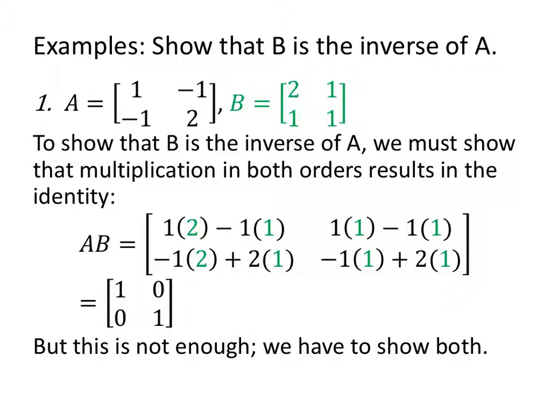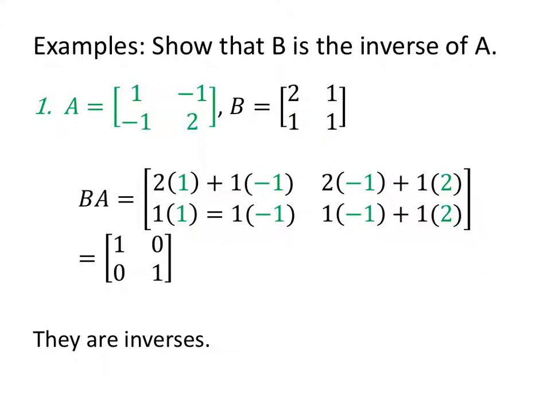But we know that multiplication is not commutative for matrices. So just because this one equals the identity matrix is not a guarantee that the other order of multiplication does. Even though our instructions show that B is the inverse of A, so we kind of assume that it's going to happen. Alright, but notice this time I'm multiplying B times A, so I have rows of B, 2, 1, times columns of A, 1, negative 1.